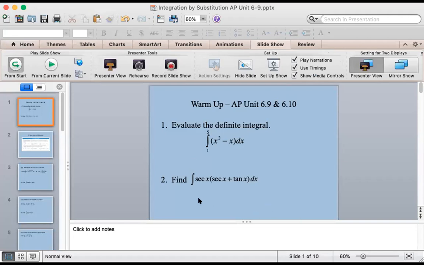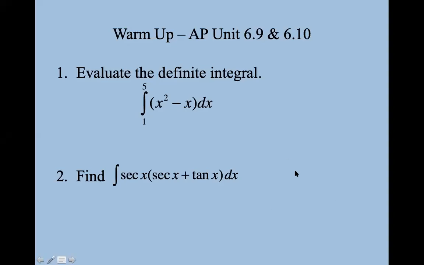Go ahead and pause and try these two practice problems. We'll warm up. All right, welcome back. Let me grab my pen. Let's see how you did here. I'm going to go with blue.